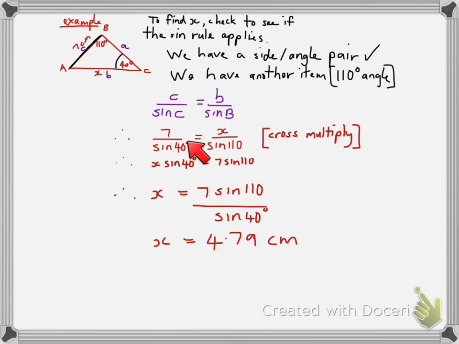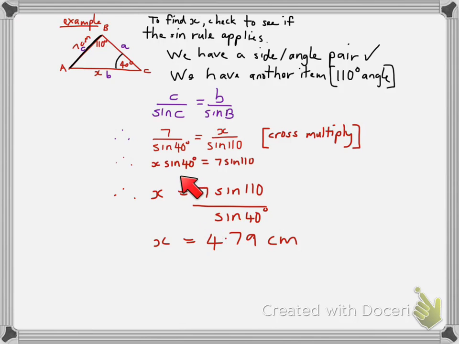So x multiplied by sine 40 is going to be equal to the other diagonal, which is 7 times sine 110. To make x the subject, we're going to divide both sides by sine of 40. And so we get x is 7 sine 110 over sine 40, which is 4.79 centimetres.